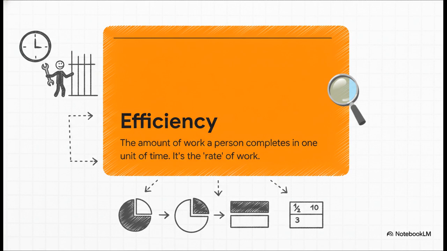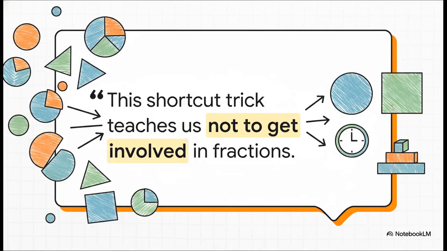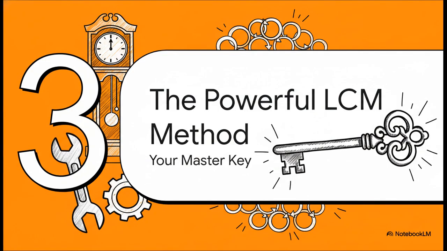Now, we can add those rates, but honestly, who wants to mess around with fractions? It's slow, and it's easy to make a mistake. And that's the whole point, right? The key is to get rid of the fractions and make the problem concrete. We want to turn these abstract ideas into simple, whole numbers that are easy to work with. Which brings us to the master key itself, the powerful LCM method. This is going to be your new best friend for these kinds of problems, I promise.